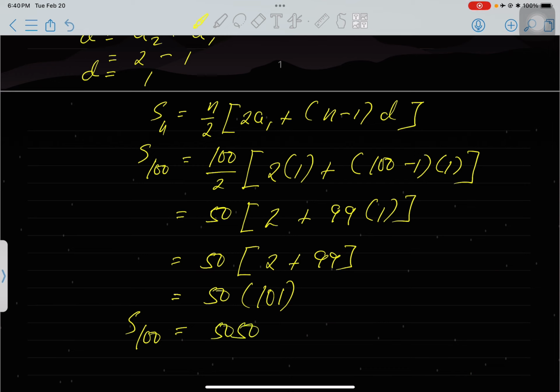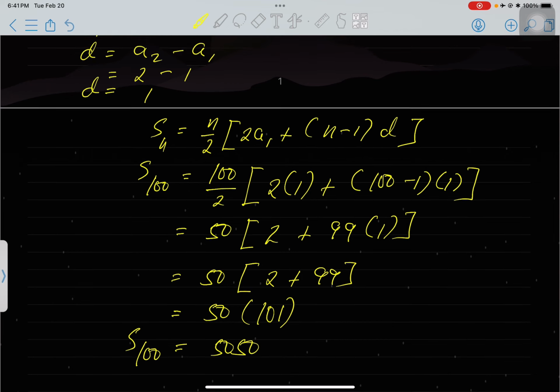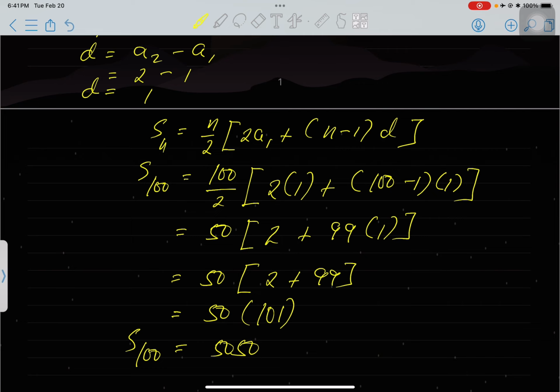5,050. So if you are going to add, starting from 1, 2, 3, 4, 5, until you reach your 100, the total of those terms will be equal to 5,050. That is the sum of the first 100 counting numbers. If you're going to find out the total of that set, this is an arithmetic series.